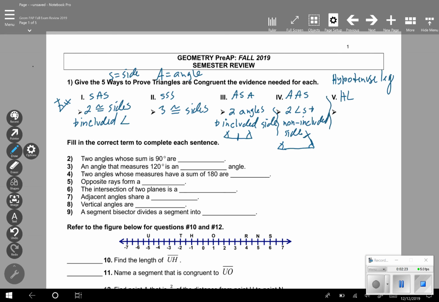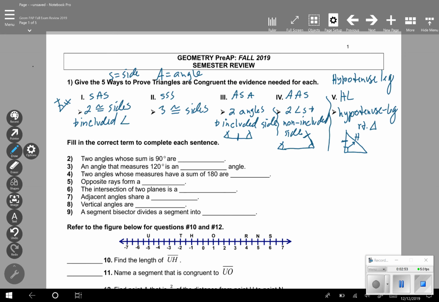Okay, and then our last one, hypotenuse, leg. So you have, and this is only for a right triangle. Okay, so there across, that's your hypotenuse. And then it has to be either one of these other sides as the leg. Okay, and the matching pieces have to be congruent on both triangles.